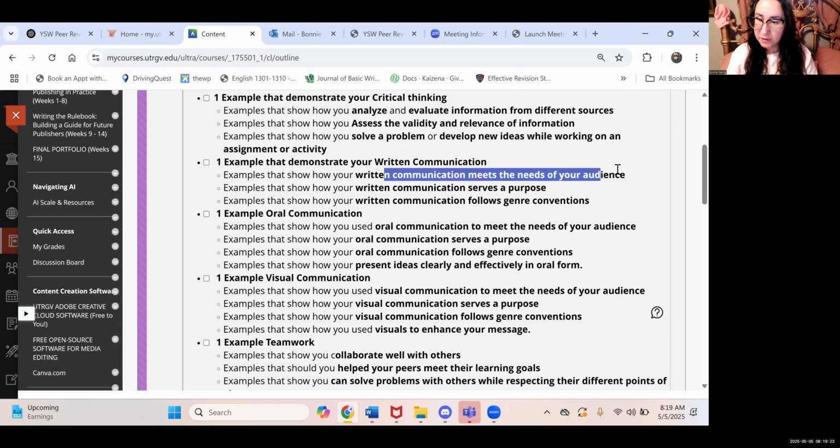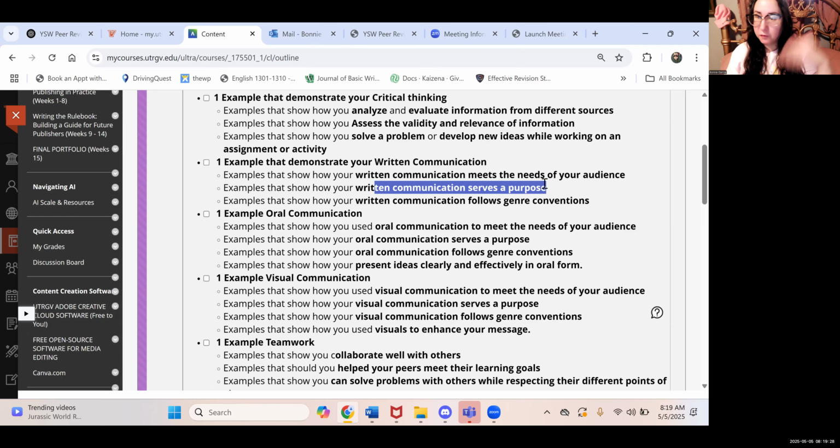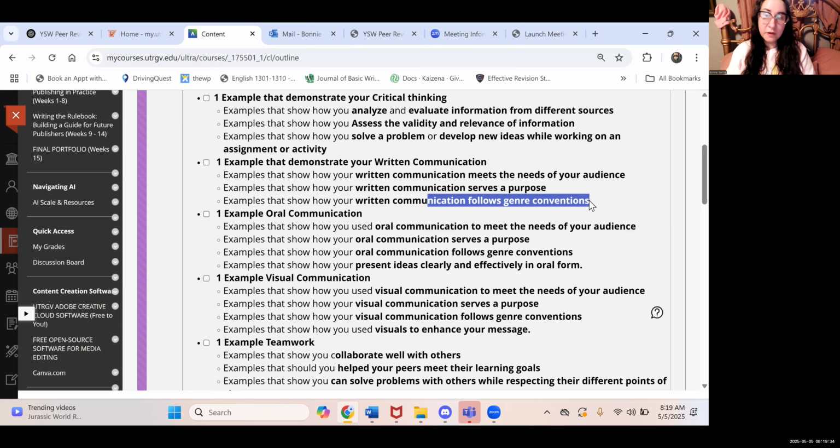The ability to meet the needs of your audience, that serves a purpose, right? I wrote this for an end goal, and that follows genre conventions. Genre conventions are the rules that we have for writing. Everything has a rule, right? Sometimes they're unspoken rules, but we know how to follow them. For example, text messaging has rules, and we follow them. Text message looks and feels different, and we always write it differently than we would a letter to our grandma or an essay for class.